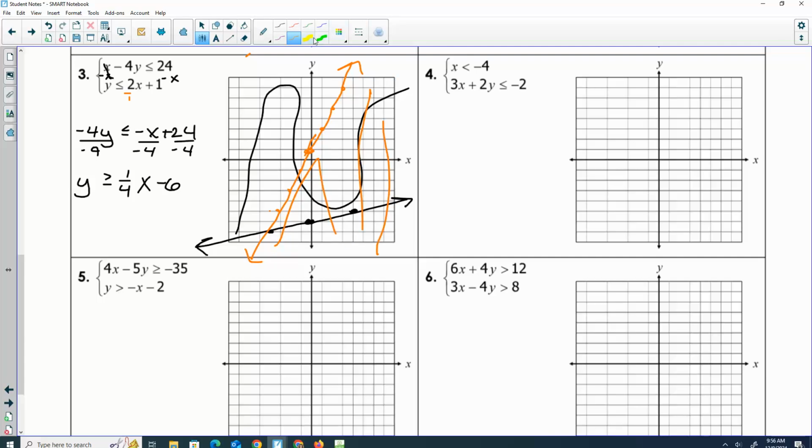So the overlap is this section in between my two lines. That's where you need to darken it in. If I can't tell that that's darker than the rest, I don't know that that's your solution. So either go back and erase your extra shading or darken that in.